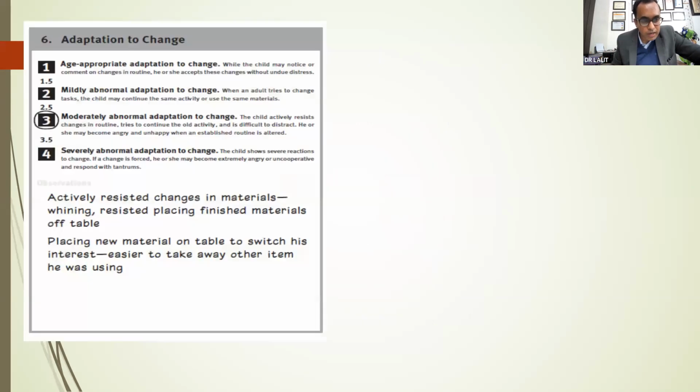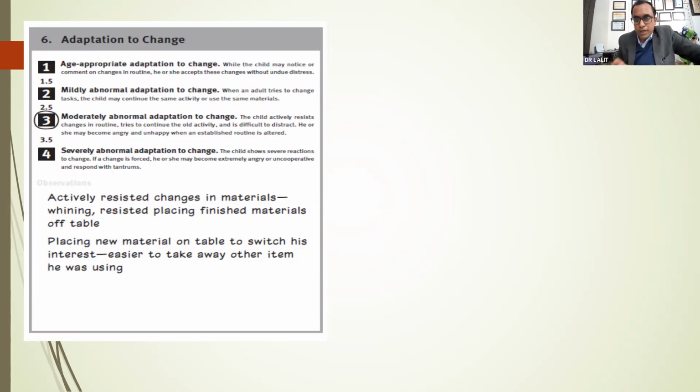So now let's see, in this child, he actively resisted changes in materials, and resisted placing finished materials off the table. So he actively resisted changes in materials. He was not comfortable and he was resisting changes. Placing a new material on the table to switch his interest made it easier to take away other items. Similarly, in one situation he was able to shift to a new item, and the mother was able to replace another item from him. So that means in one particular situation he was resisting, but in another he was able to adapt to the change. So a score of 2.5 is given.